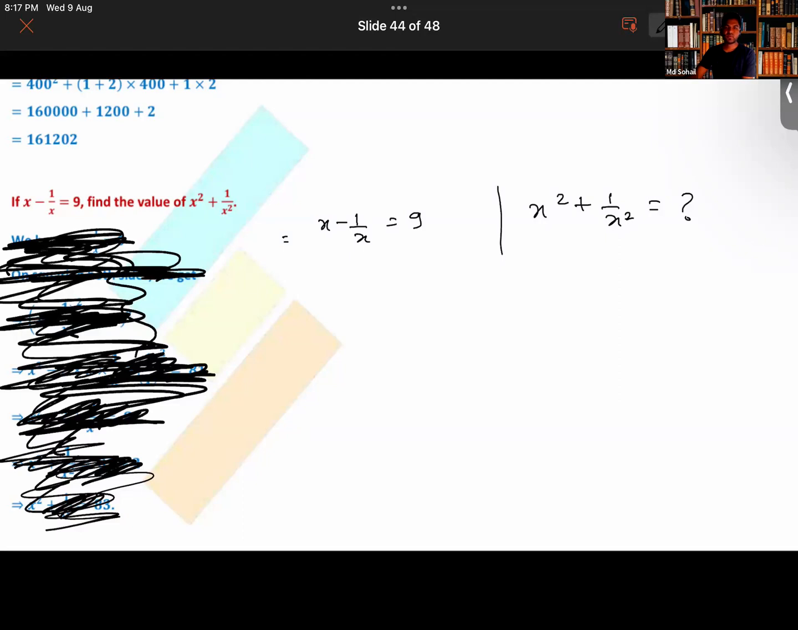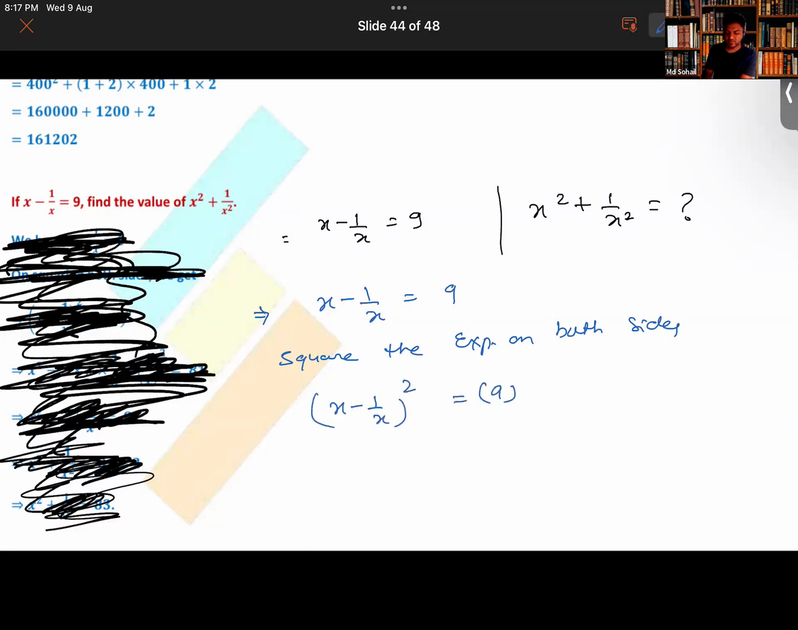Any idea how we are supposed to proceed here? Okay, look here, the question was very easy. It is x minus 1 upon x equals 9. What if we were to square the expression on both sides? So it will be x minus 1 upon x whole square equals 9 square.